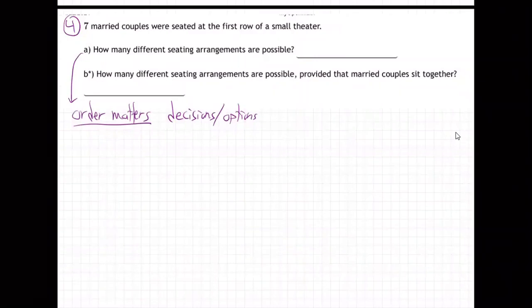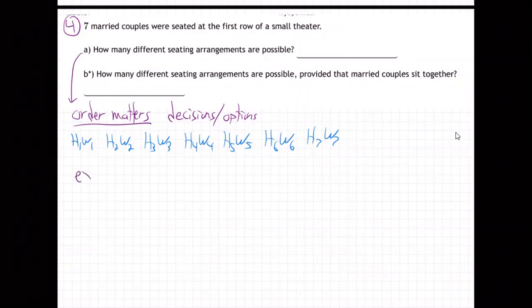I've got 7 couples. I'm going to go husband 1, wife 1, husband 2, wife 2, husband 3, wife 3, husband 4, wife 4, husband 5, wife 5, husband 6, wife 6, husband 7, wife 7. So you can do it however you want. So now I'm going to do an example. I'm going to actually seat them. Here we go. Here's my example.